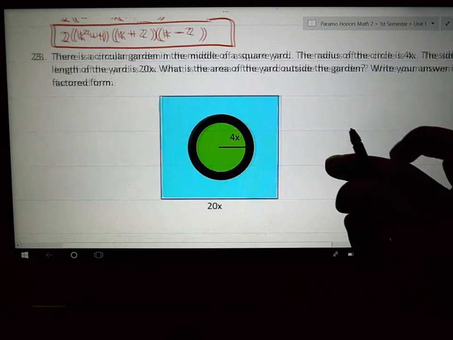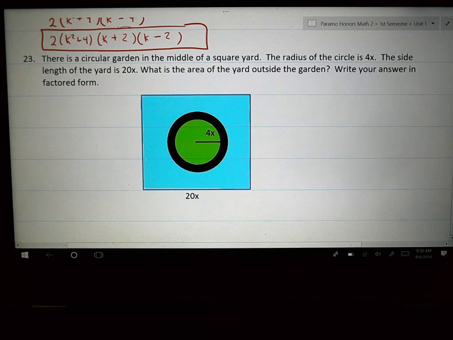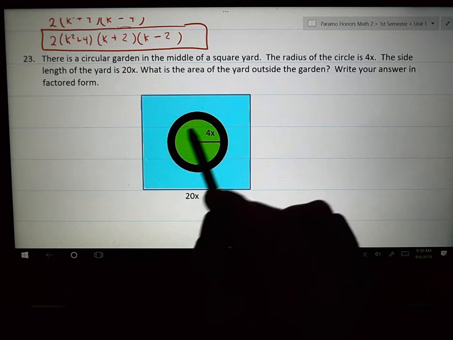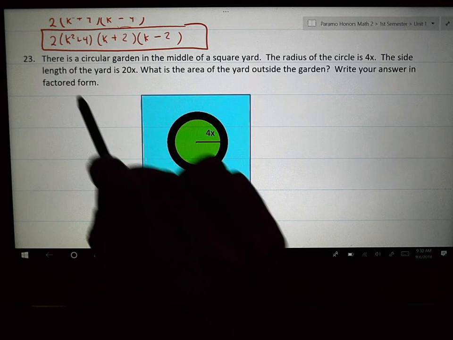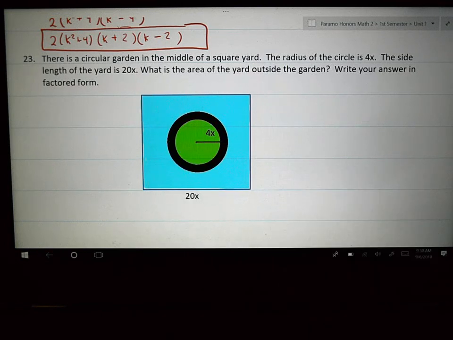The last example I have for you is one of the word problems. That's number 23 in your homework. It says there's a circular garden in the middle of a square garden. Here's the circular garden. The radius of the circle is 4x. The side length of the yard is 20x. What is the area of the yard outside the garden? Write your answer in factored form.